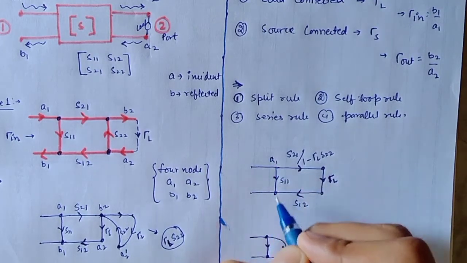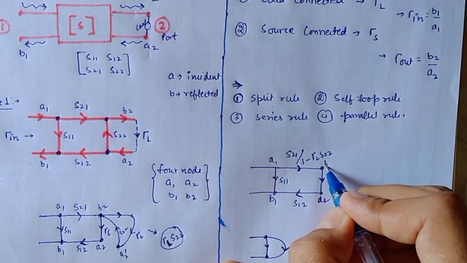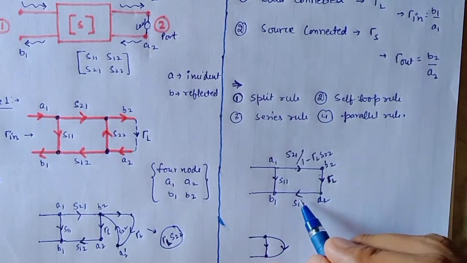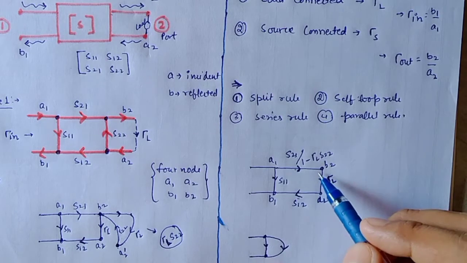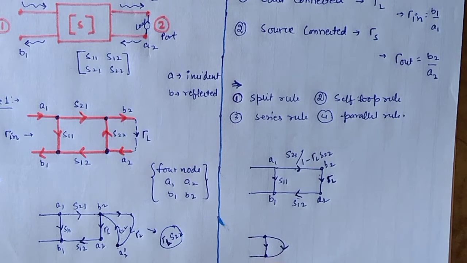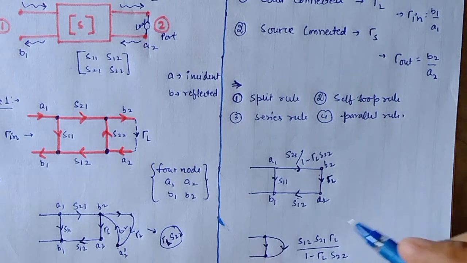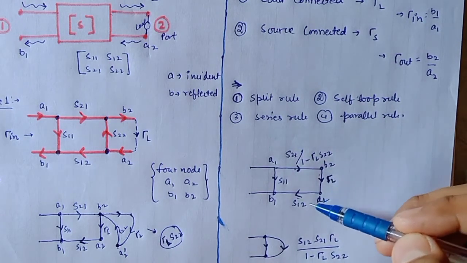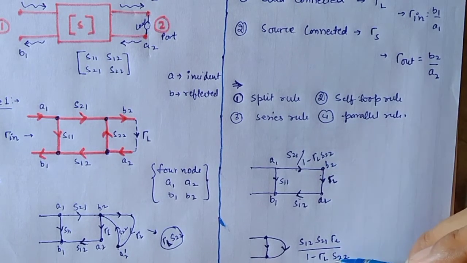This is the A1 node, this node is B1, this node is A2, this node is B2. Now these 3 are in series, but this one has the opposite direction. So now I can apply the series rule here. When I apply the series rule, I can multiply the coefficients of the individual branches. So when I multiply, I get S12 S21 into gamma L divided by 1 minus gamma L S22. I hope it's clear. S21 into gamma L into S12, these 3 coefficients, divided by 1 minus gamma L into S22.